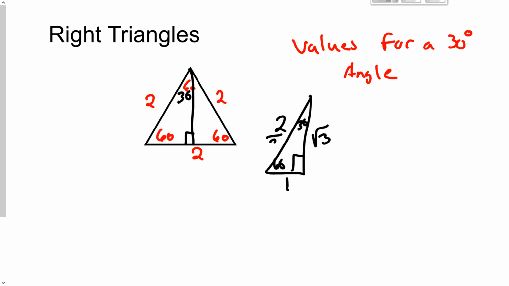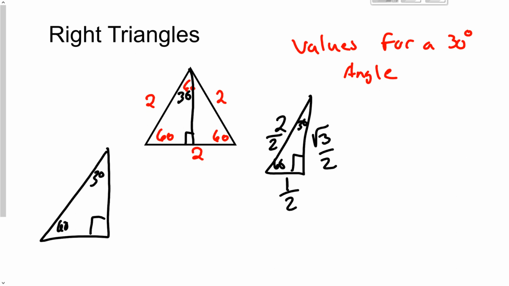Now if we want to look at where our hypotenuse is 1, I would divide this by 2, and if I divide that side by 2, I have to divide this by 2 and divide that by 2. So now I'm looking at a 30, 60, 90 with my hypotenuse being 1, my short side, or opposite of 30, being 1/2, and the long side, opposite of the 60, being √3/2.